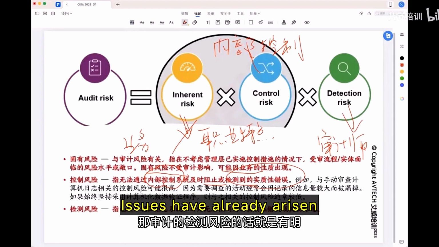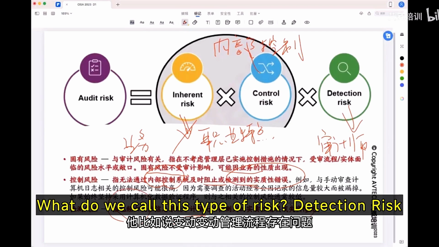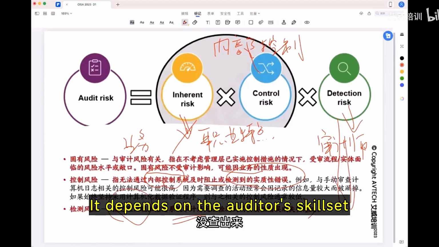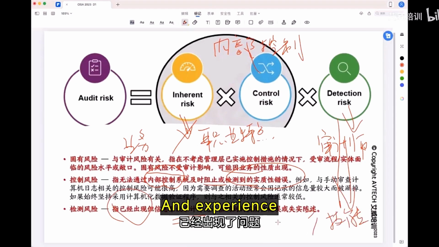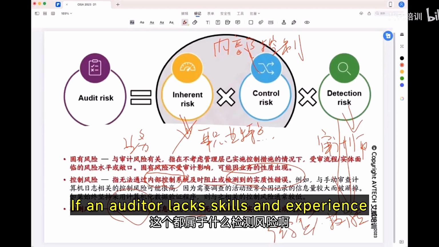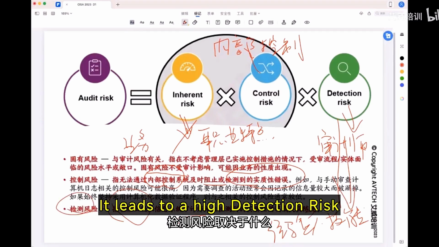In essence, issues have already arisen, yet auditors fail to detect these or address them in their statements. What do we call this type of risk? Detection risk. What factors influence detection risk? It depends on the auditor's skill set, and experience. If an auditor lacks skills and experience, it leads to a high detection risk.